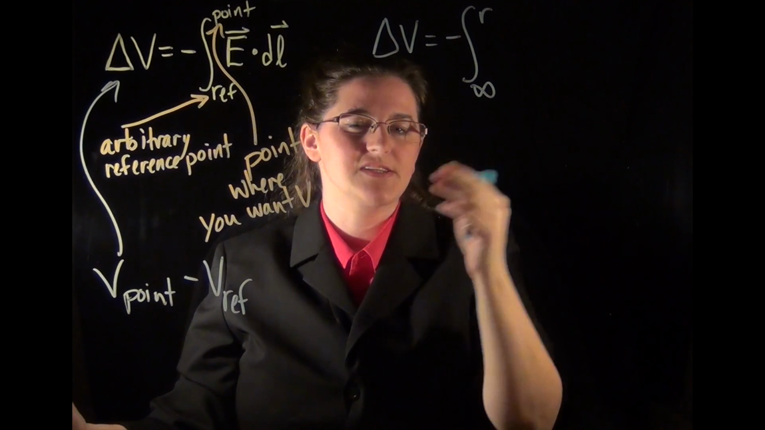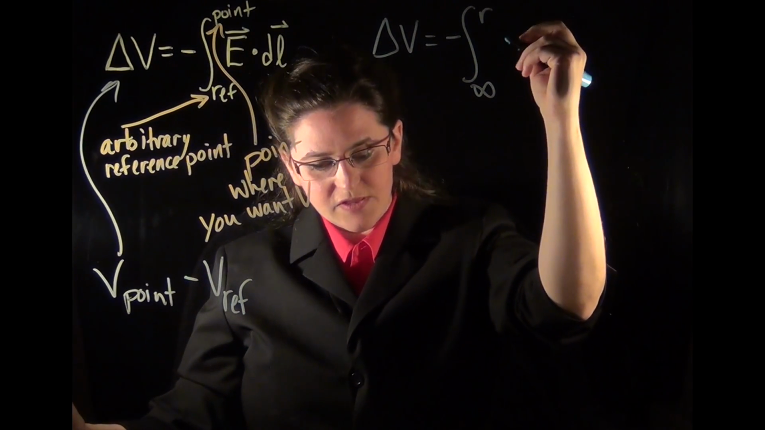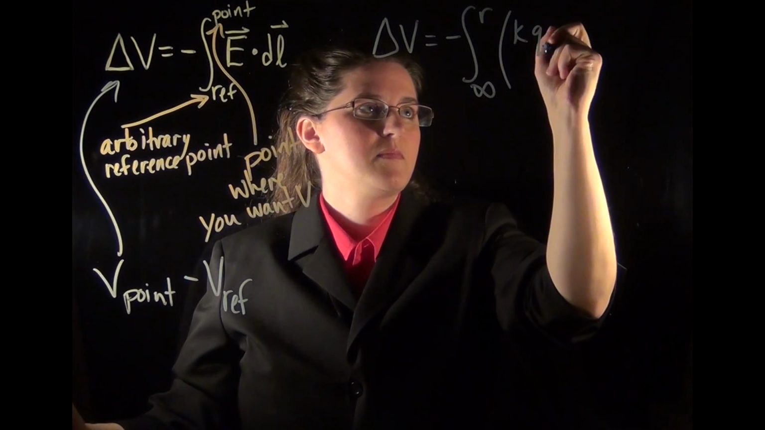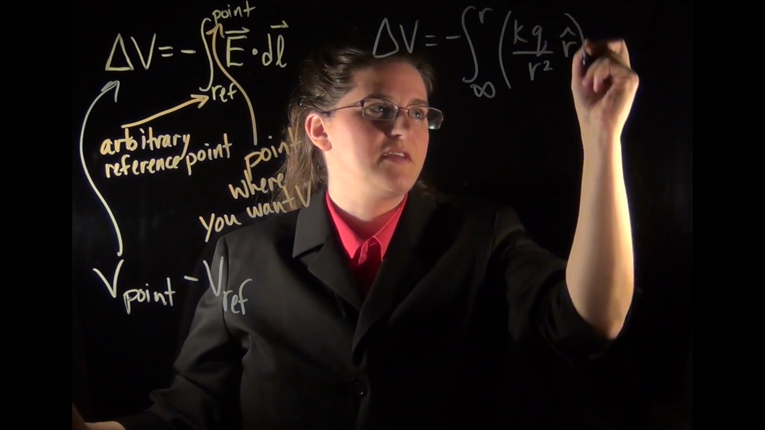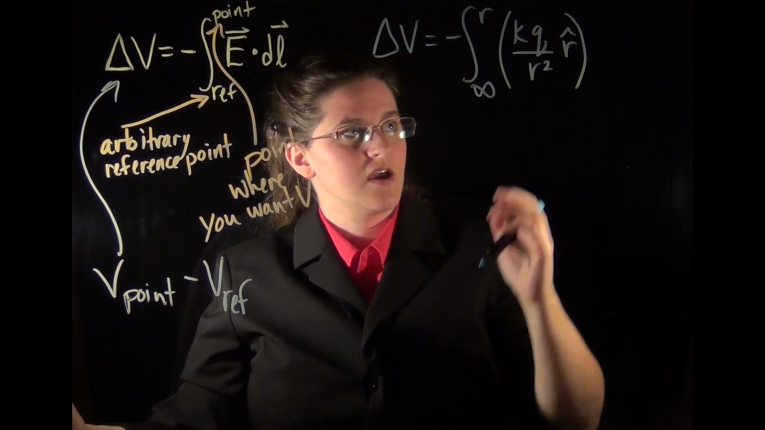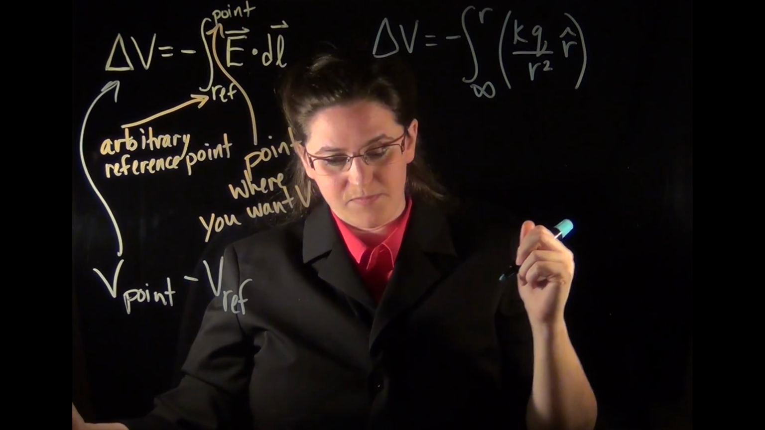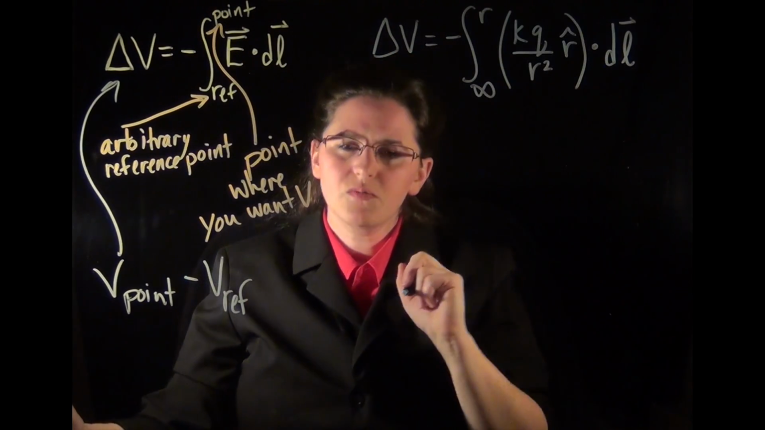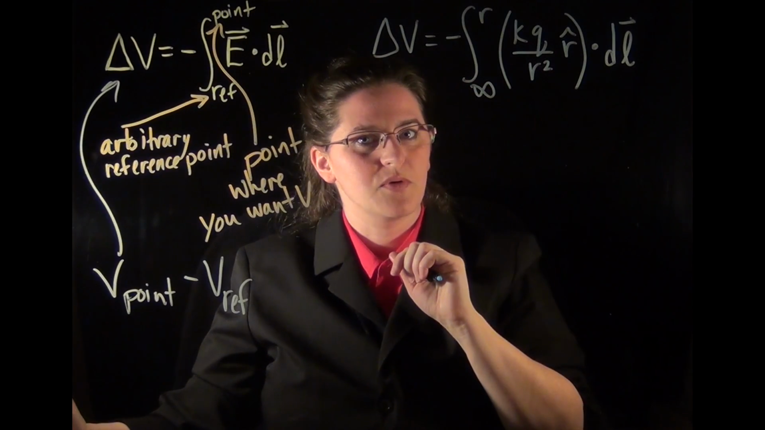So let's say it's a distance r away from a point charge. We'll draw a picture in just a moment. And the electric field away from a point charge is Coulomb's law, kq over r squared. And there's an r hat in there that represents the distance. It's a unit vector. Dotted with the path along which we have to take to get from infinity to some point r.